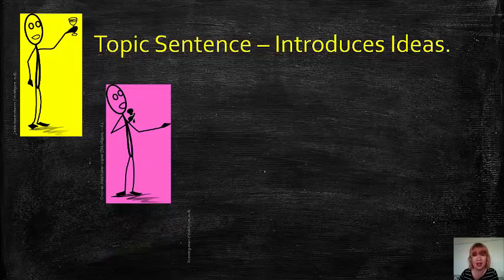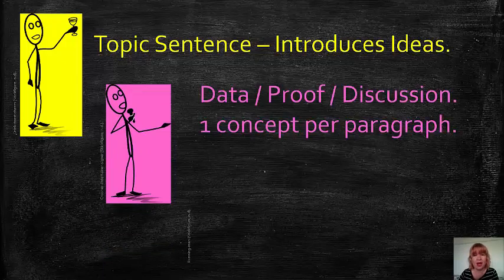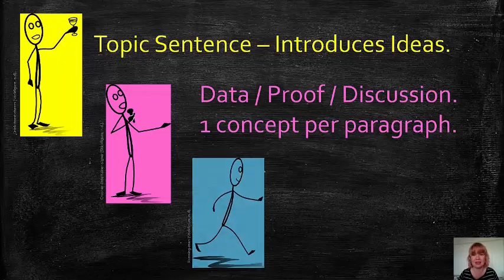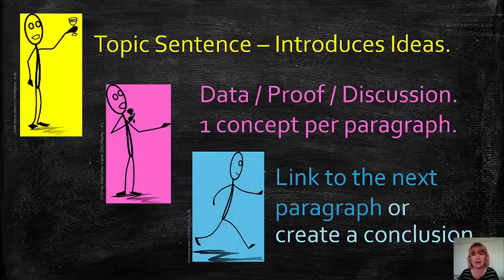discussing. Then you should have one concept per paragraph, and you should provide discussion, data, proof, referencing around that idea. And then at the end of each paragraph, you should have a linking sentence that links to the next paragraph, or a sentence that creates a conclusion, and then you can start the following paragraph with a fresh idea.